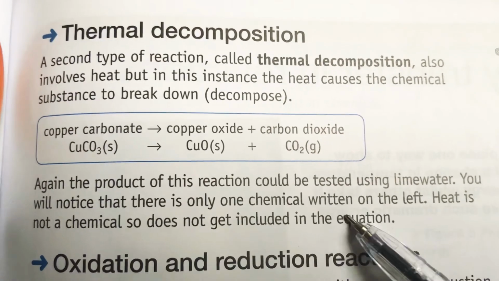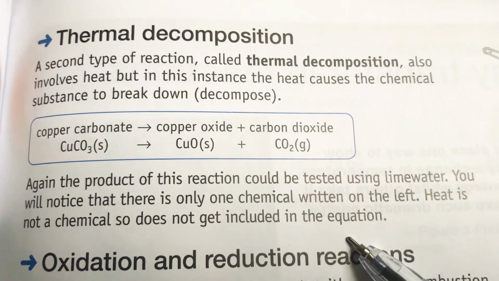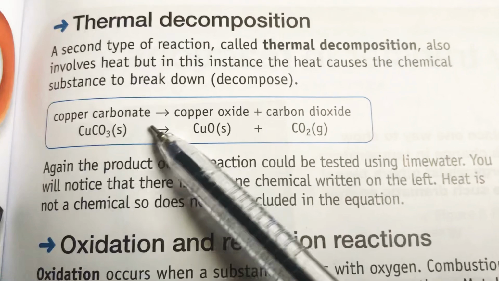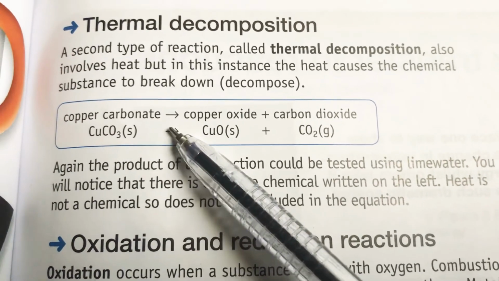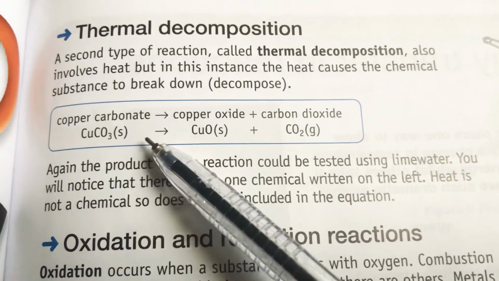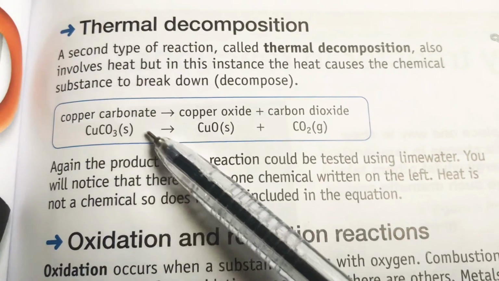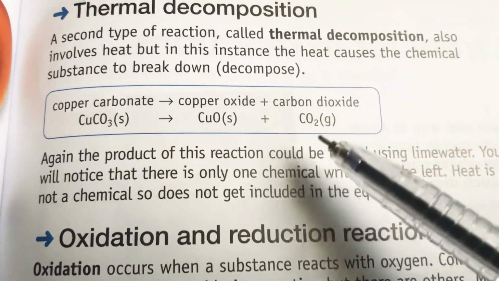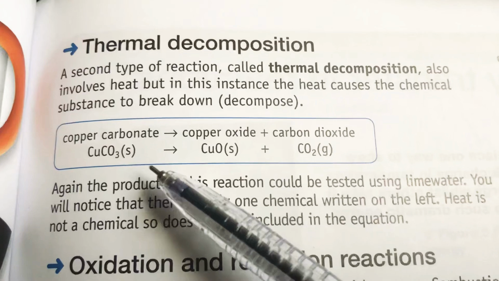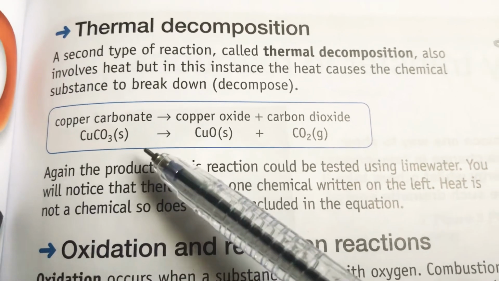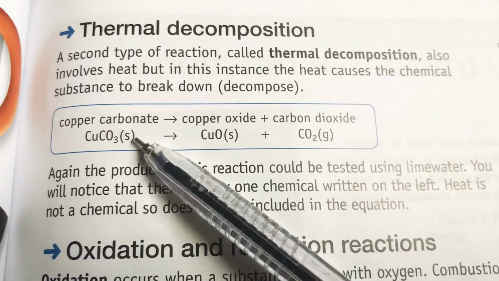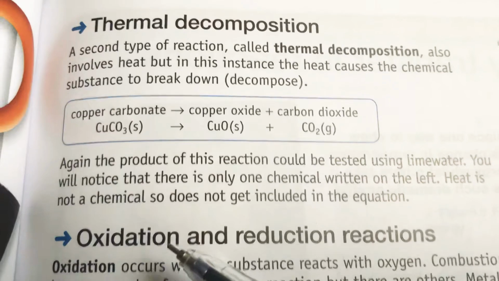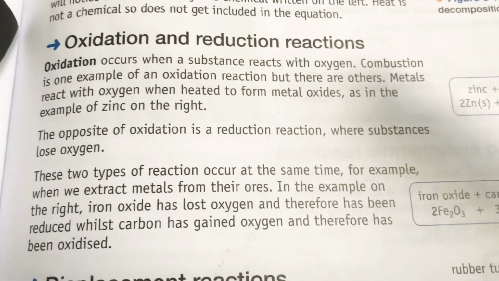So again, the product of this reaction could be tested using lime water, and you'll notice that there is only one chemical written on the left. We never put heat in chemical reactions. You have to be very careful with that. Sometimes online you will see heat or heat energy in an equation. It is wrong. We need to make sure that you understand, as a chemist, we never ever put heat as a reactant or as a product. So heat is not a chemical and does not get included in the reaction.